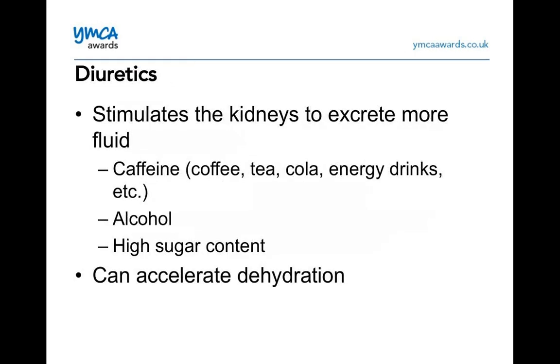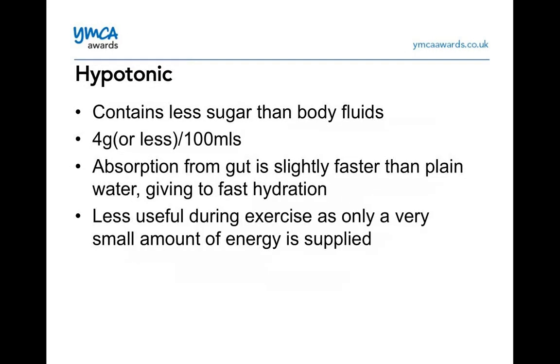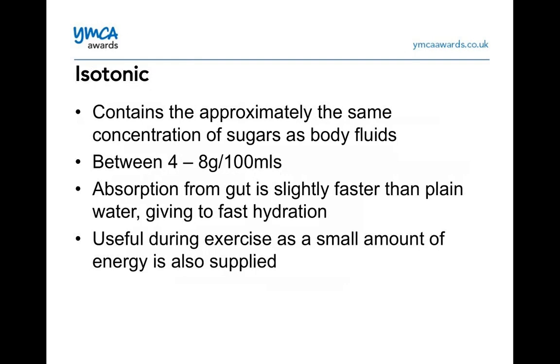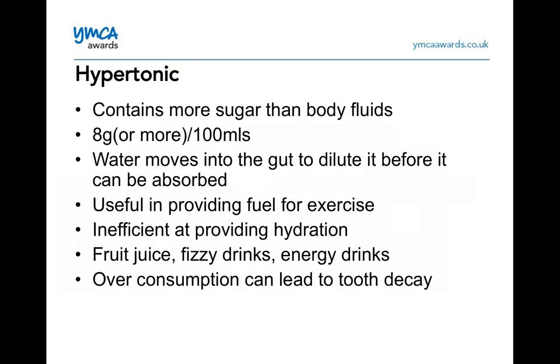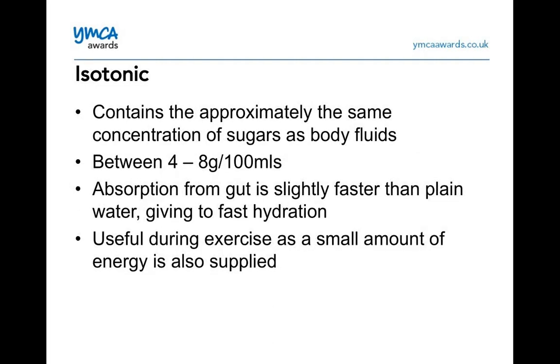So what's the difference between a hypertonic and an isotonic? They both have sugar; the hypertonic has the most at 8 grams, and isotonic is between 4 and 8. That's correct, yes. So that's really the only difference. So hypertonic is 8 or more, and usually it's more. If you look at an orange Lucozade, you'll find it's got a lot more than 8 grams of sugar per 100 ml. Lucozade Energy is the ones that are not the zero sugar ones.